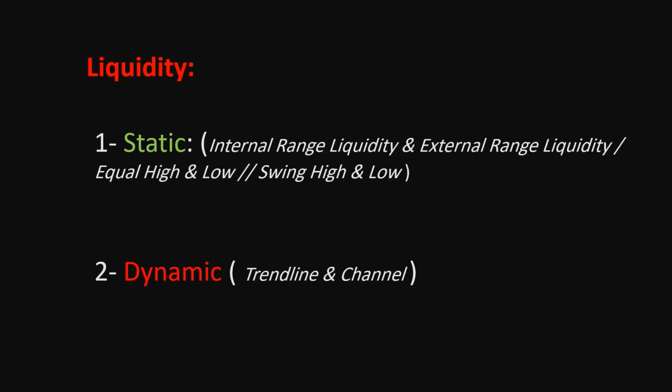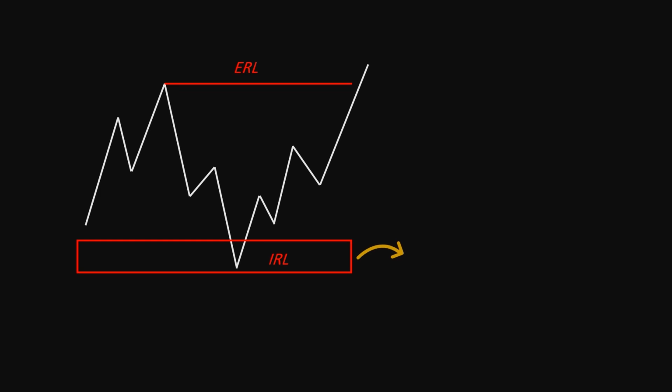Dynamic liquidity consists of two essential components, internal and external liquidity. Imagine these as parts of a continuous cycle where price oscillates between internal and external liquidity. This interaction plays a vital role in influencing price movements. External liquidity refers to buy-side and sell-side liquidity located outside of the current trading range, typically found at significant levels like swing highs and swing lows.